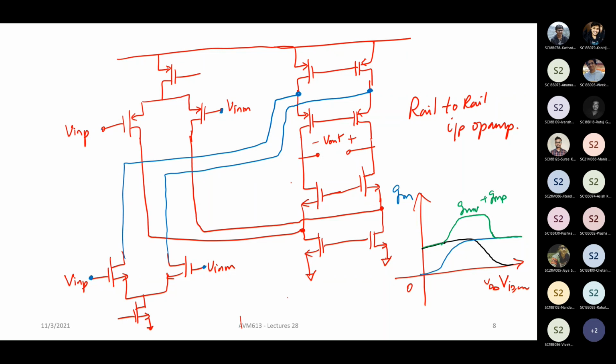The reason why we don't do much is that once you put it in feedback, all this nonlinearity will automatically get suppressed. So that is one of the things. But if you are really concerned about nonlinearity and so on, you go and do what is called GM equalization. Okay. But you're right. What happens is at both the extremes, one pair completely shuts off and the other pair is working.